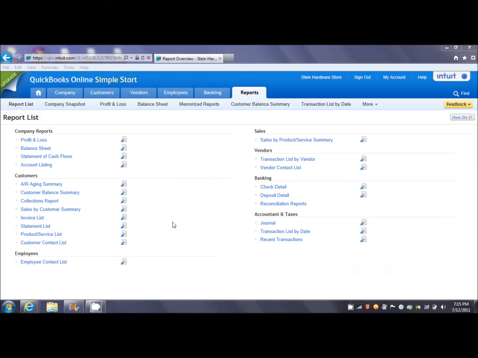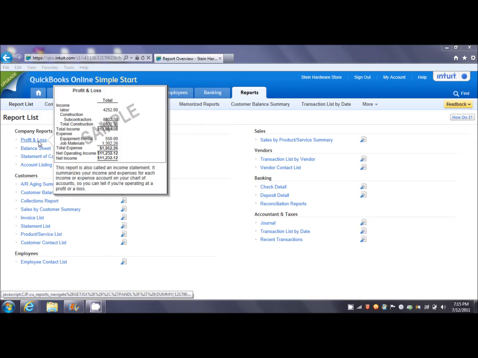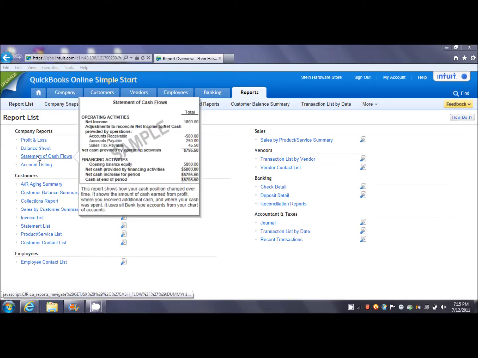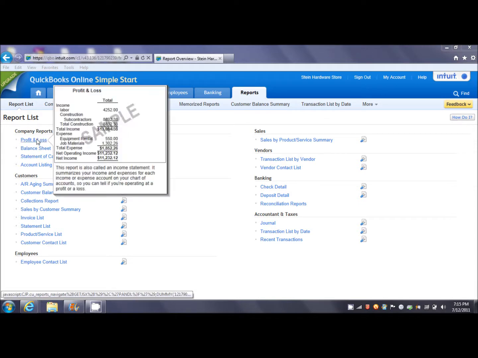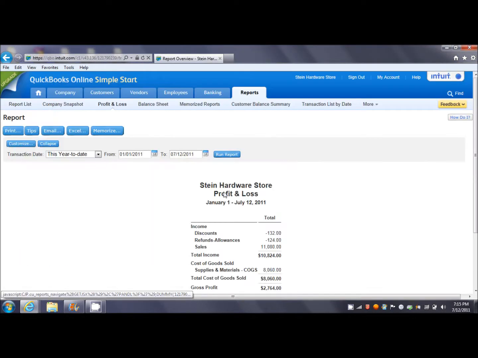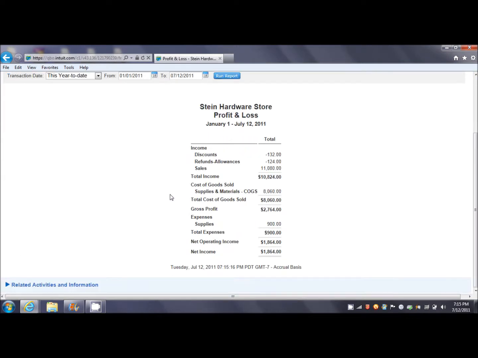The reports that we will be looking at today are the profit and loss, balance sheet, and statement of cash flows. There are many other reports, but for us we're going to be using these three. So the first is profit and loss. This shows us the time frame, the period of the statement, the income minus the discounts and refunds, and then it gives you total income. And then you can subtract the cost of goods sold, and then it gives you the gross profit, and then gross profit minus the expenses gives us the net income.